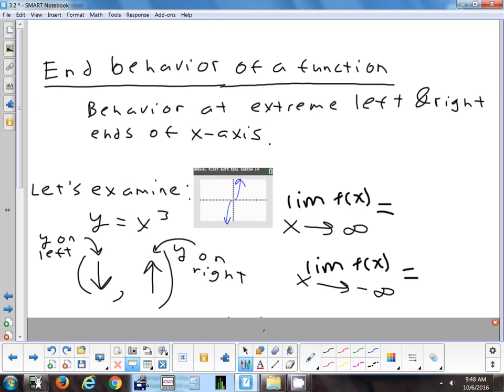Put parentheses. On the left end, you can draw an arrow going down, meaning on the left side, what's happening to the y values? They go down. On the right side, what's happening to the y values? They go up. Okay. Any questions on that notation right there?